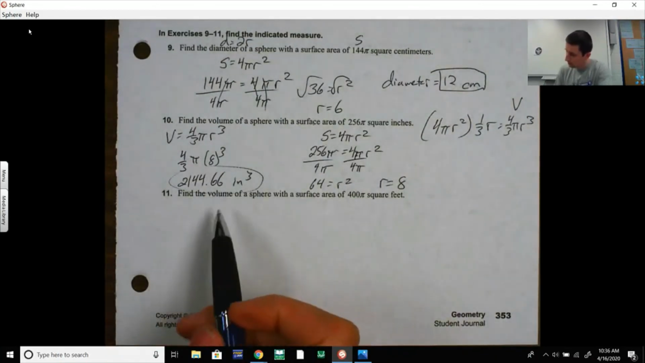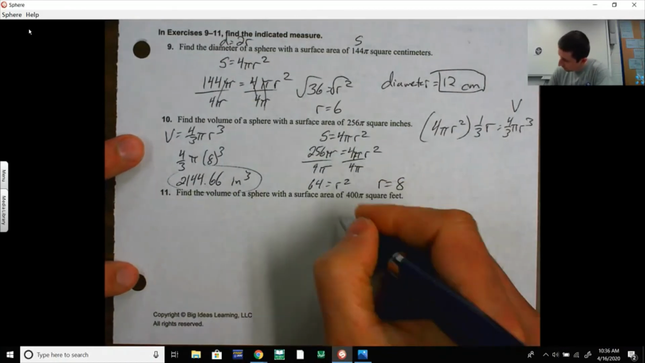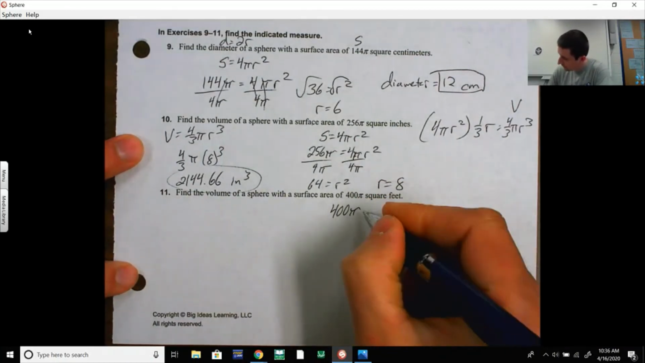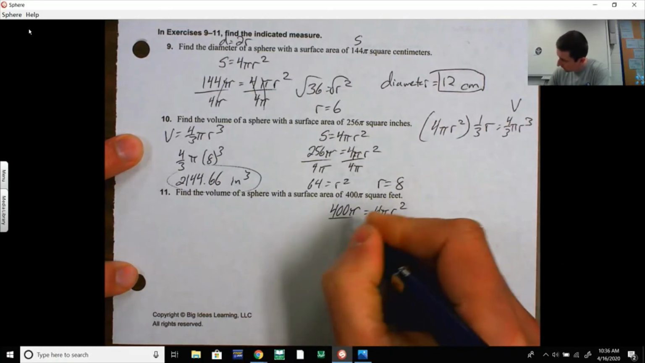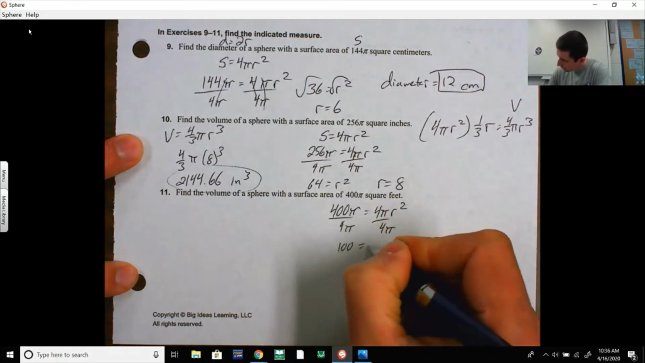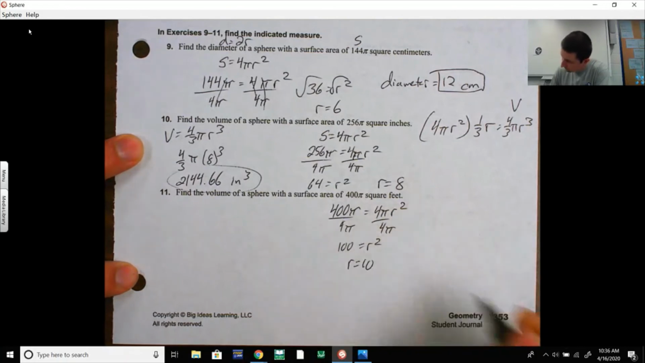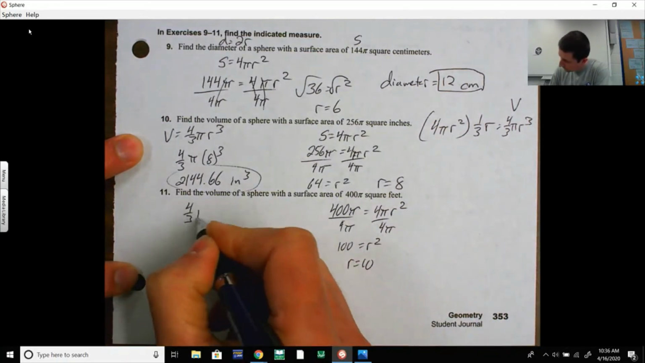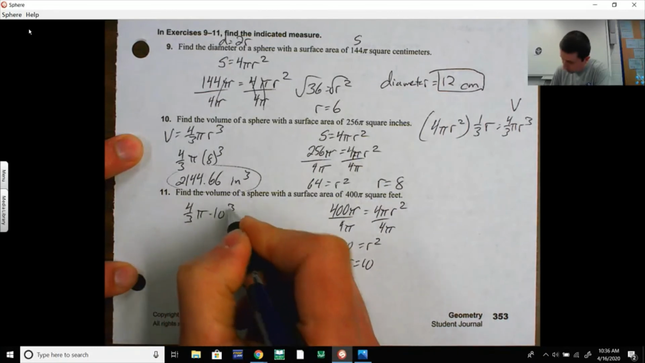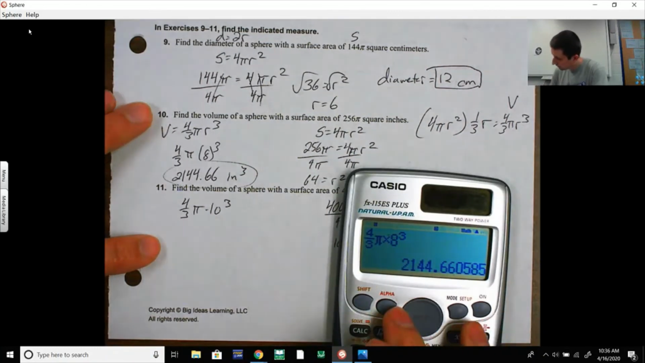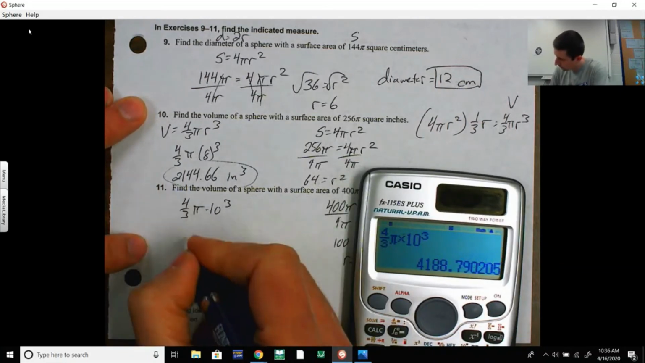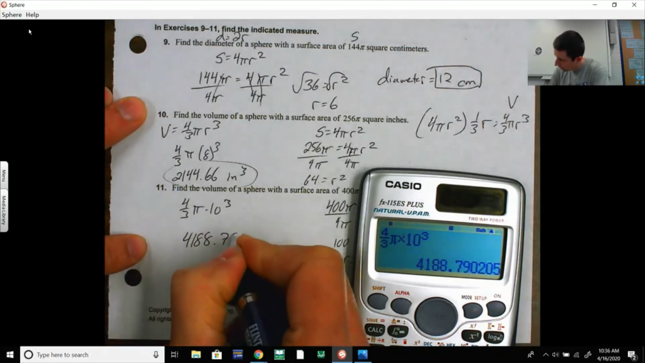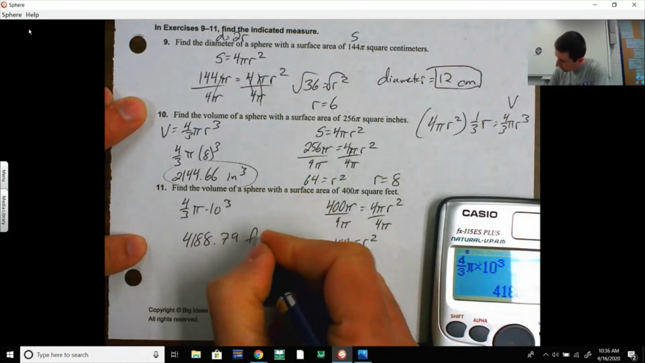Okay, same thing. Find the volume with a surface area of 400 pi square feet. So 400 pi equals 4 pi r squared divided by 4 pi. You get 100 equals r squared, so r equals 10. So take 4/3 times pi times 10 cubed. And we get 4188.79 cubic feet.